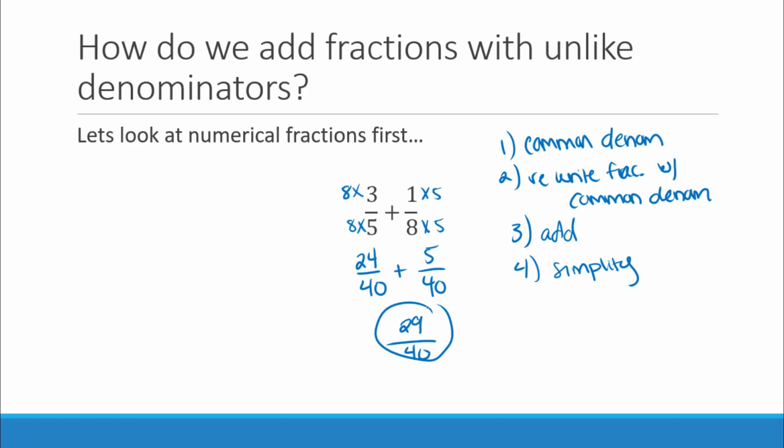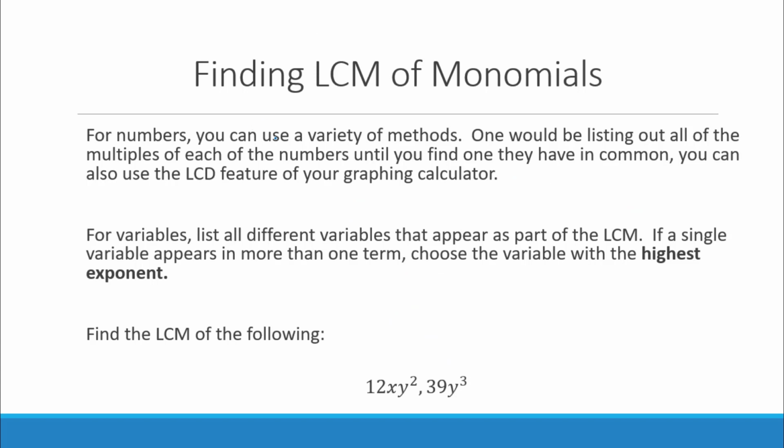How does this apply to what we're about to do? Well, the first thing we got to do is figure out, how do I find my least common denominator of a little more complicated fractions? So some of these rational expressions that we've been dealing with. Now, if you have numbers and variables involved, for numbers you can use a variety of methods. What I particularly like to do is take the highest number, and then make a list of all the numbers that that highest number would go into. So let's take a look at this example here.